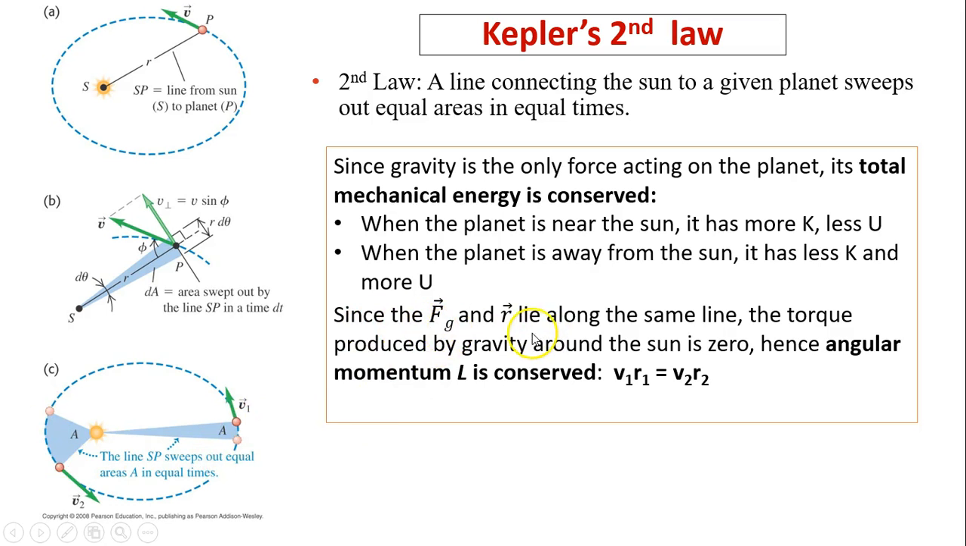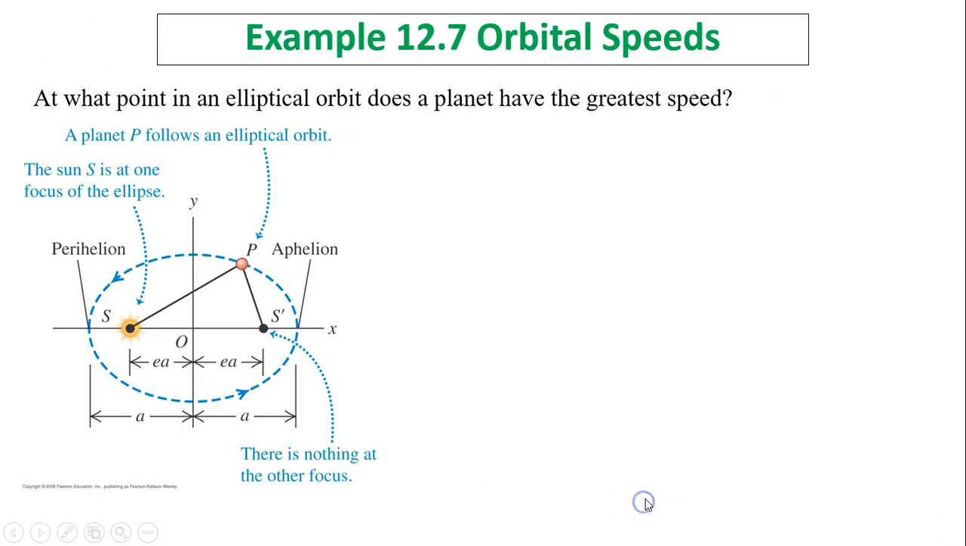Since F_G and r lie along the same line, here F_G is pointing toward the Sun, r is also pointing toward the Sun, so the torque produced by gravity around the Sun has to be 0. Hence the angular momentum has to be conserved. That means v1 times r1 has to be equal to v2 times r2 because m is the same, so m cancels out. So both mechanical energy and angular momentum are conserved.